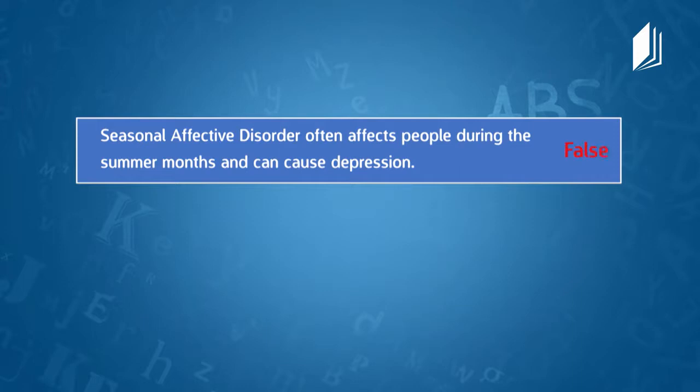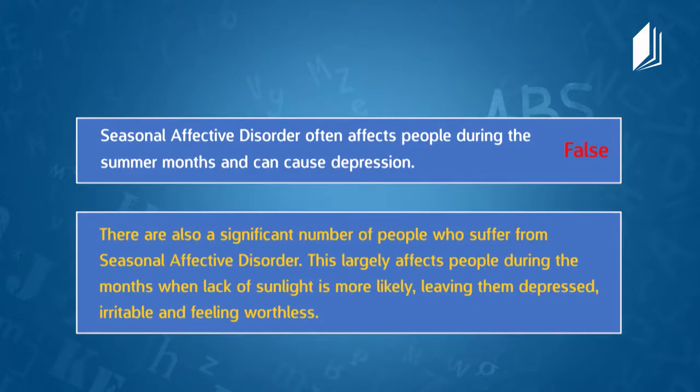I think that it's false. Very good, because it's the summer. Okay, we know that, so it was said in the text that people usually feel down when it's winter, there is no sunlight, there are gloomy, cold days, and people feel more depressed during that period of time. So we read in the text, there are also a significant number of people who suffer from seasonal affective disorder.